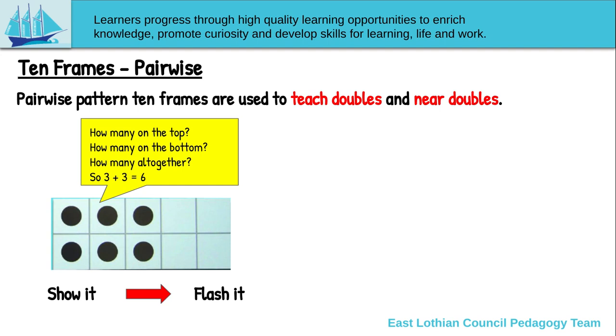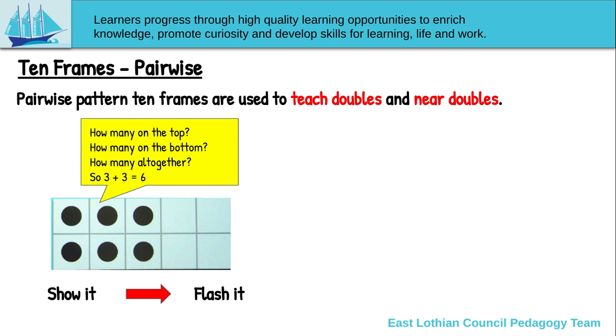You can alter your language. So 3 add 3 equals 6, but you could also say 3 plus 3 equals 6, or 3 more than 3 is 6. Or you could put it into a problem. What would 3 chocolate buttons and 3 chocolate buttons be? Make it real, link it to word problems as part of your teaching.